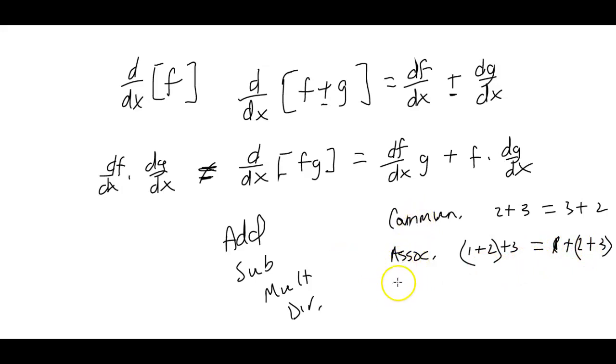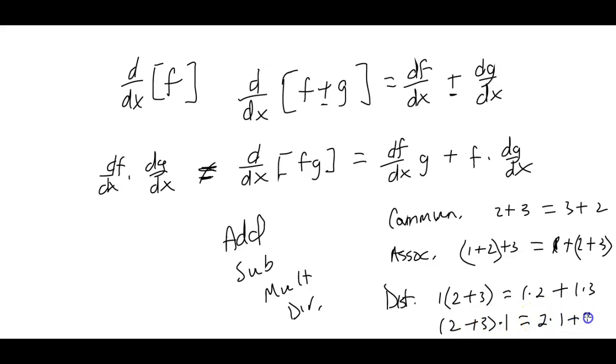Is it associative? Okay. And so I also want to know, is it going to be distributive? Okay. So if I have 1 times 2 plus 3, is that going to be equal to 1 times 2 plus 1 times 3? And will it also happen the other way? Well, if I come and do it like this, well, I still get 2 times 1 plus 3 times 1. And will these two be the same?